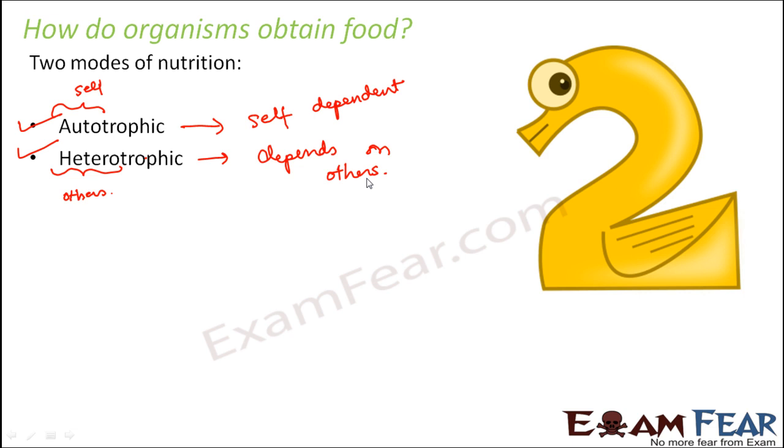But there are living organisms which have an autotrophic mode of nutrition as well, and the best example is plants. So first we will talk about autotrophic nutrition. It is seen in plants, because plants prepare their own food starting from raw materials. They do not depend on any other living organism for their food. Instead, all other living organisms depend on plants for their food.